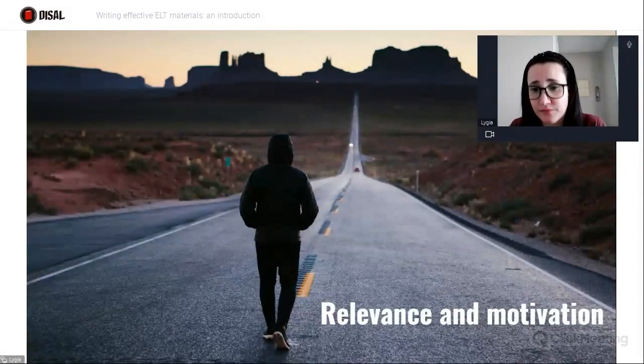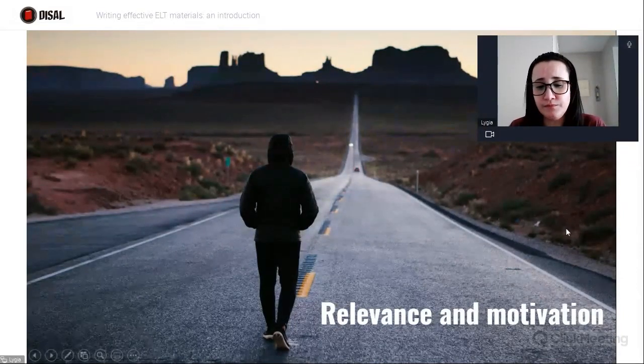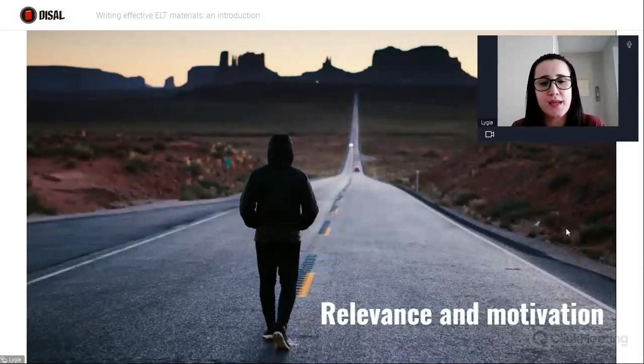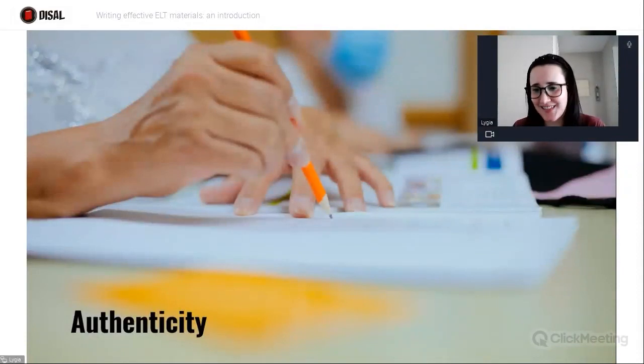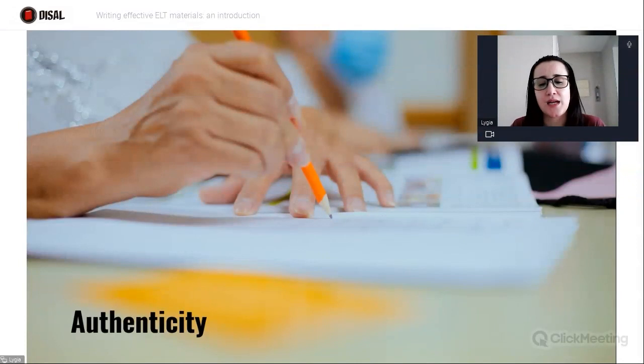And meaningful. Yes, Viviane, this is it. And well, what else do we need to bear in mind when we're thinking about effective materials? Yes, authenticity. A lot of you, I think, have mentioned authenticity, and this is an important feature as well. Effective materials usually look authentic, or at least they have a feel of authenticity.